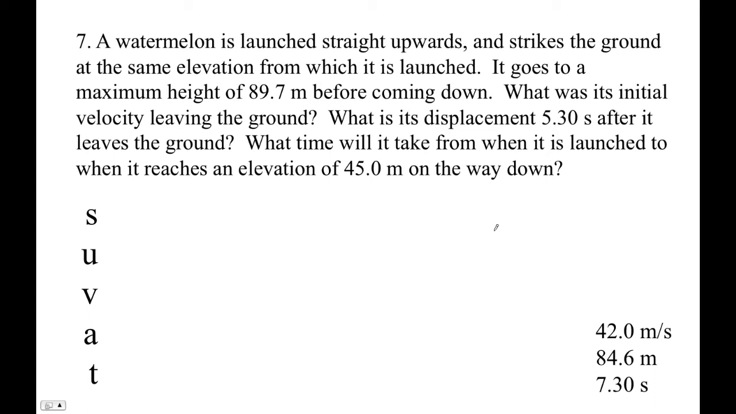A watermelon is launched straight upwards. It strikes the ground at the same elevation from which it is launched. It goes to a maximum height of 89.7 meters. This happens all the time. What was its initial velocity leaving the ground? What was its displacement after 5.30 seconds?